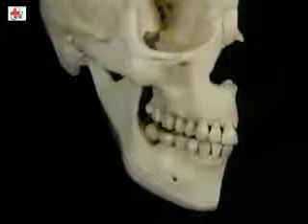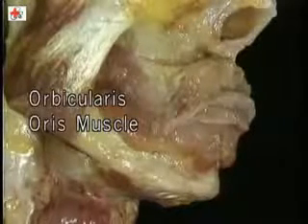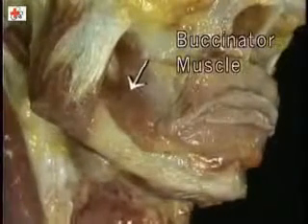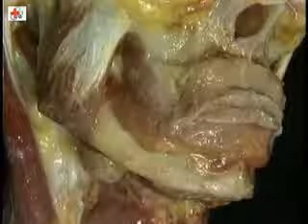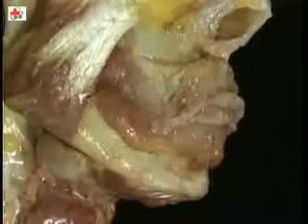Now, to see the muscles of the cheek and lips, we'll look at a dissection in which the skin and subcutaneous fat have been removed from the lower part of the face. The muscles of facial expression have also been removed. Here's the orbicularis oris, here's the buccinator. The two are closely associated. We'll look at the buccinator first. Here it's partly hidden by the masseter muscle, which we'll remove.